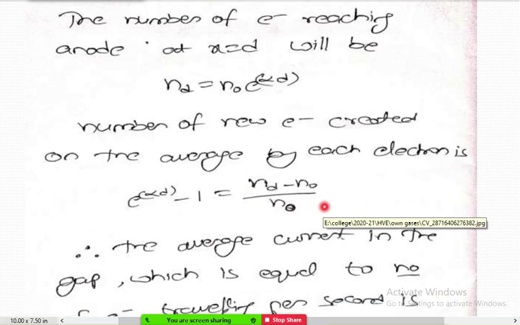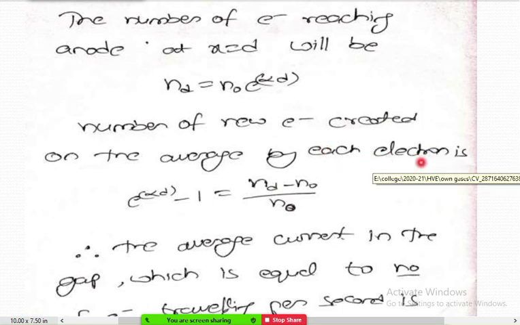So the number of electrons created by each electron is (nd minus n naught) by n naught. So nd is the number of electrons at the anode, minus the initial number of electrons n naught, divided by n naught, will give the number of new electrons created, on average, by each electron.